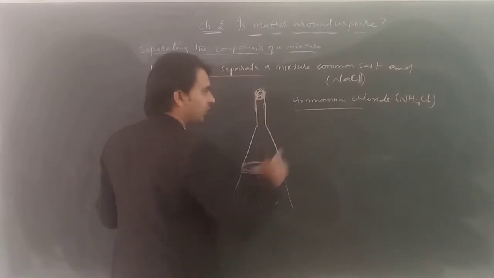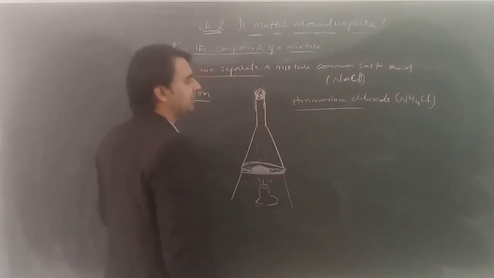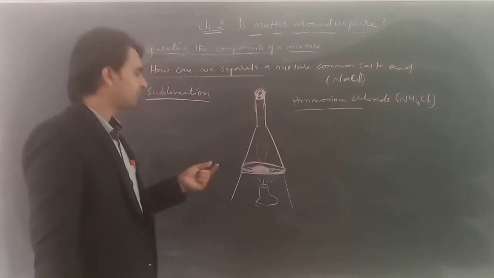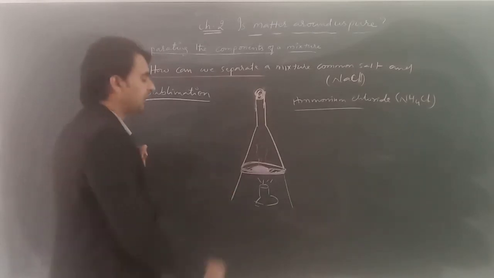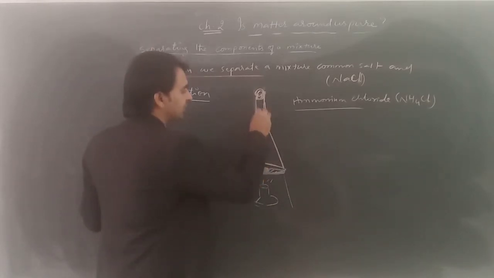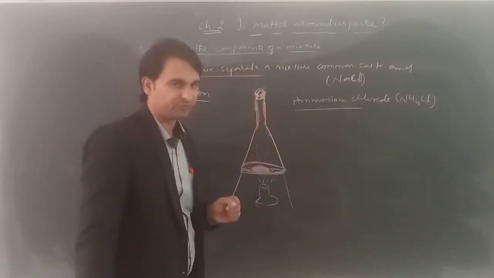So the vapors of ammonium chloride. Why ammonium chloride? Because ammonium chloride has a lower melting point or boiling point compared to the common salt. इसका boiling point कम है तो ये जल्दी vaporize होना शुरू हो जाएगा. So slowly it gets vaporized. तो यहाँ पर hot है और यहाँ पर जो funnel है ये cool है. So these vapors get deposited here on the walls of the funnel as a white powdery form.